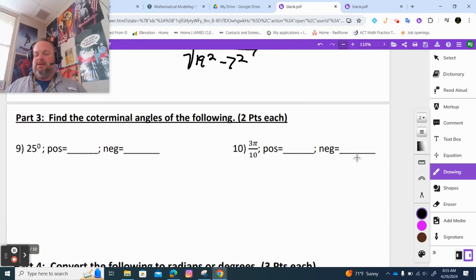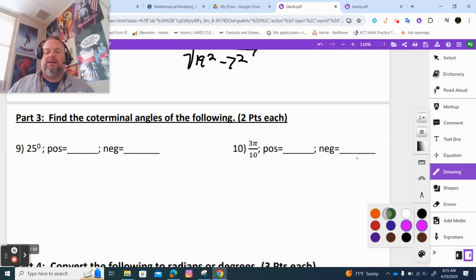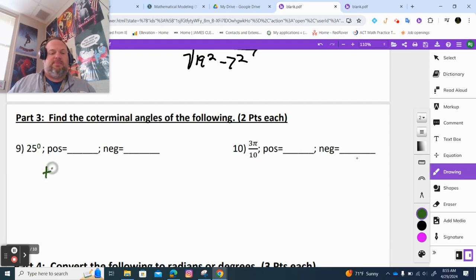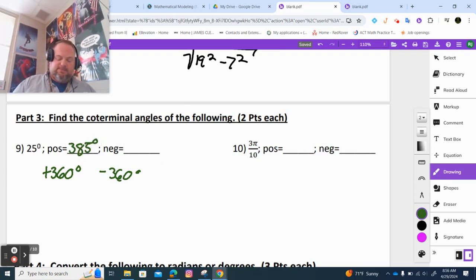All right. So, number 9. To find the positive, what do we add? Yep. To find the negative, what do we do? Subtract 360. Okay. So this would be 385 degrees, right? Well, that helps if you type it in correctly, Mr. Jeffries. And this would be negative 335 degrees.